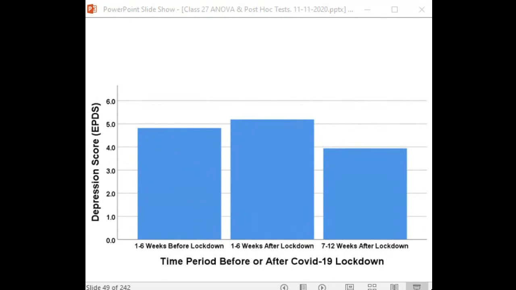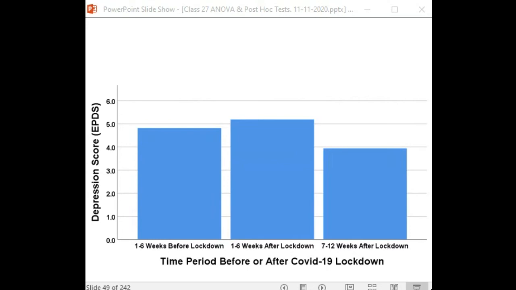It shows the depression scores of women during the time period 7 to 12 weeks after the shutdown. In other words, it shows the scores for women during May and early June after the shutdown. As you can see, the average depression score in this group of women is a little less than 4. Now, to compare the means of these three groups, we cannot use the t-test because the t-test is only for comparing two groups. Instead, to compare these three groups, we have to do an ANOVA.